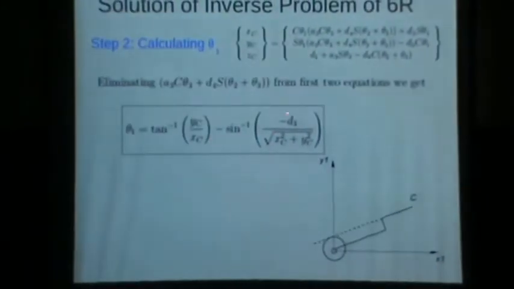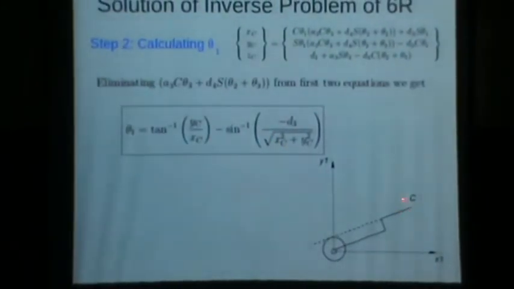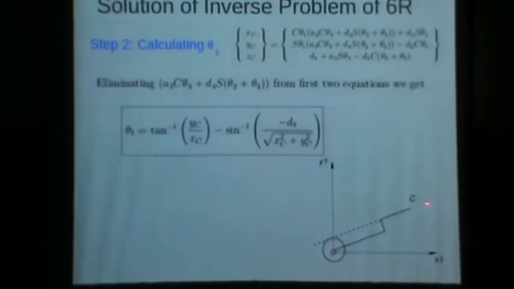The fact that we don't have a solution here means that our specification of the inverse dynamics problem has put C within the circle. And so we cannot reach it.